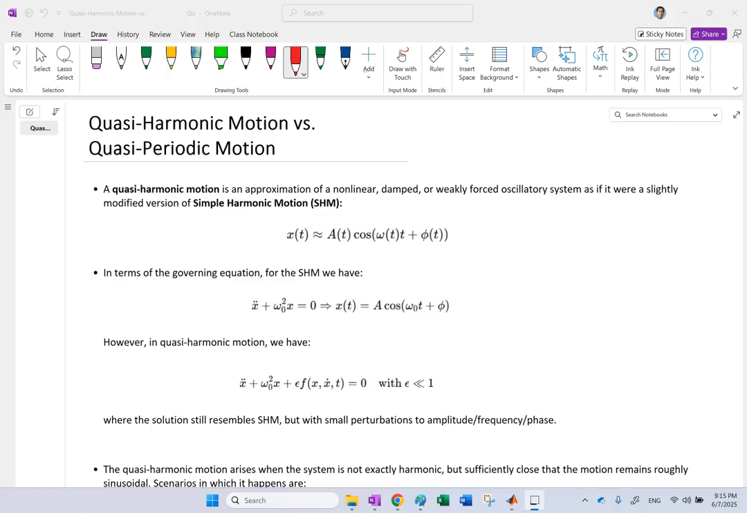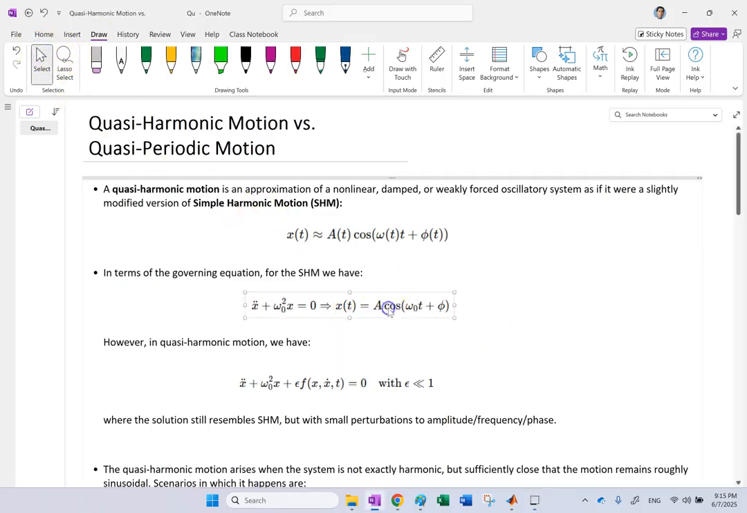One of them is called quasi-harmonic motion. The other one is called quasi-periodic motion. So what are these? Let's go through their definition and see in what kind of system these two are happening. And then we are going to show you also MATLAB examples, okay?